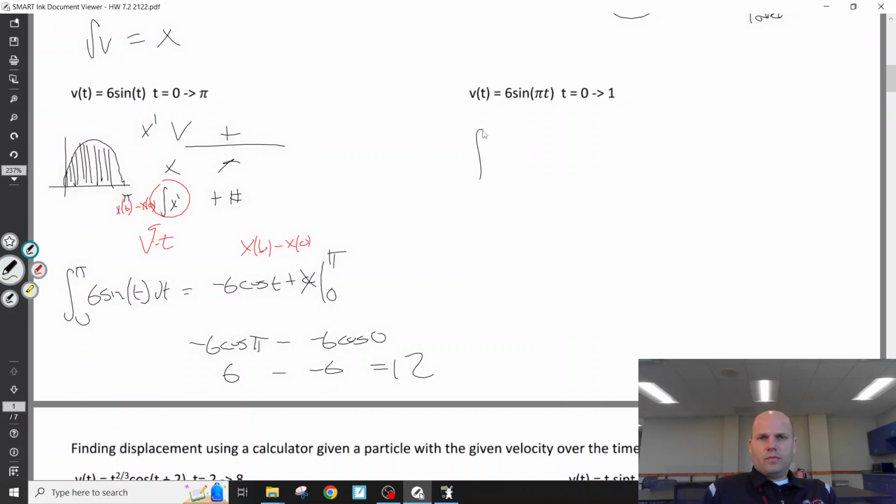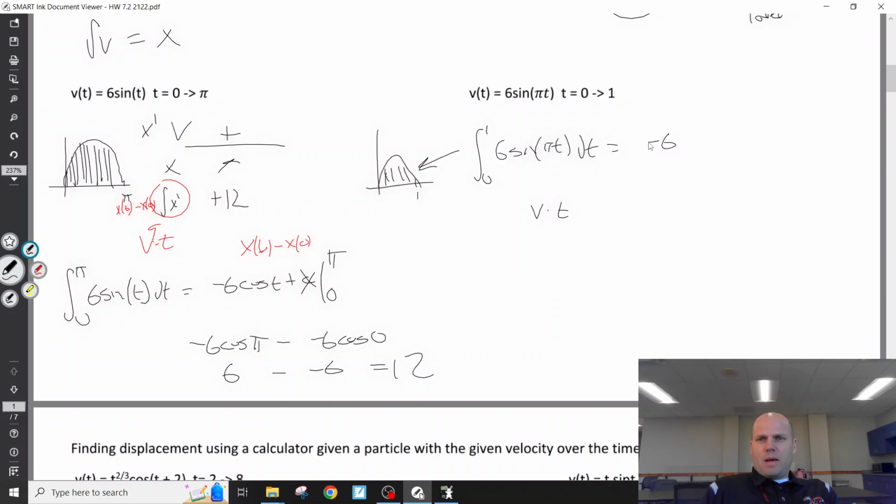Ooh, this is fun. 0 to 1, 6 sine pi t. I'm assuming that this is the same deal. We get to the sine of pi, which is 0, so it's like this. So again, velocity positive. Here, this one, I went to the right 12. But this is good practice. This is v times t.